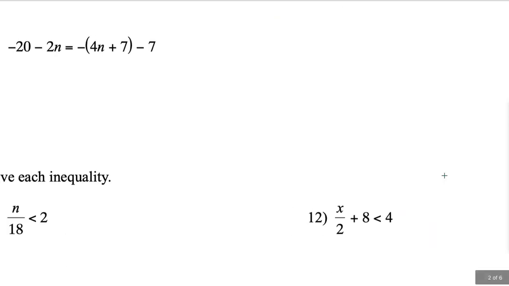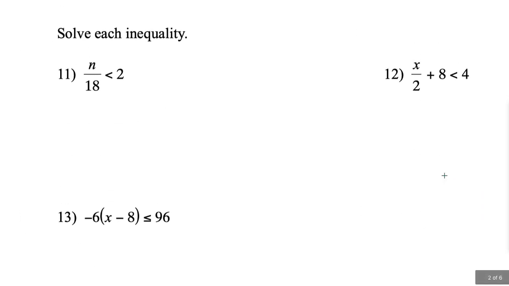All right. So number 11 is solving this inequality. Right now, I need to isolate the variable, isolate n. N is being divided by 18, so the inverse operation of divide by 18 is multiply by 18. I'm going to multiply the left-hand side by 18, multiply the right-hand side by 18. Technically, that's 18 over 1, if you want to make it a fraction times a fraction.